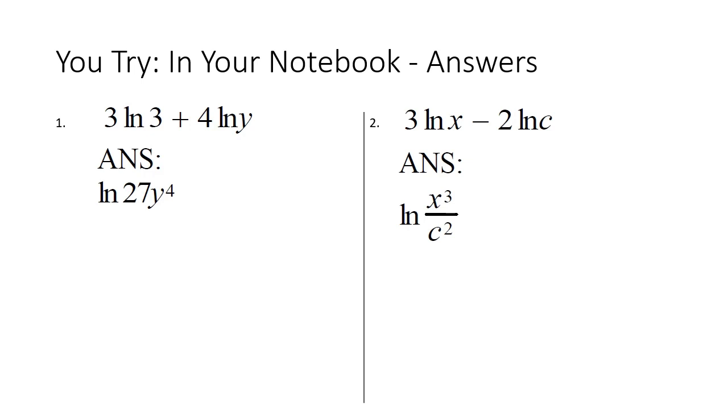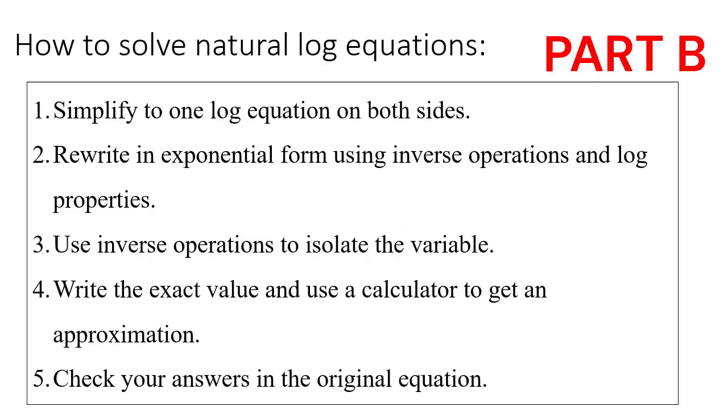Okay, continue on. Now we're going to talk about how to solve natural log equations. So to solve natural log equations, here are our 5 steps. Step 1, we're going to simplify to get one log equation on both sides. Step 2, we're going to rewrite in exponential form using inverse operations and log properties. Step 3, we're going to use inverse operations to isolate the variable. Step 4, we're going to write the exact value and use a calculator to get an approximation. And then step 5, we're going to check our answers in the original equation.